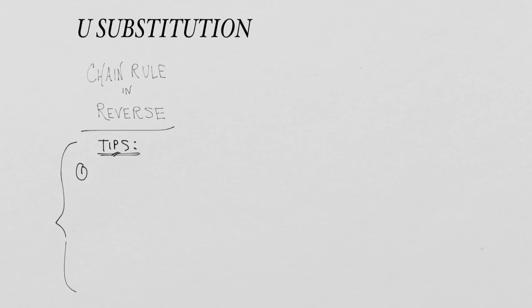Alright, in this video I'm going to teach you a technique called U substitution, which is a device used to undo the chain rule. So it is an integration technique that allows us to anti-differentiate a chain rule scenario. So it's used whenever we have a compound function or a function inside of another function, like this.